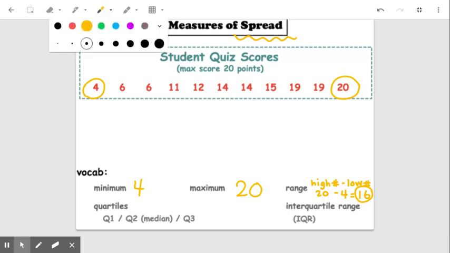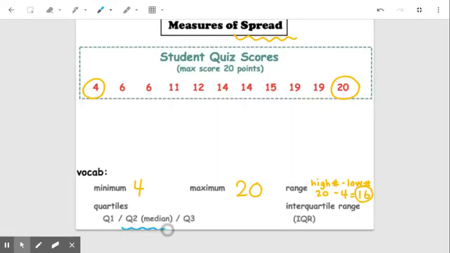Okay, so that's pretty straightforward. The next thing we're going to talk about is the quartiles. Quartile sounds like quart or quarter, which means four. So basically what we're doing is splitting this data up into four equal sections. I'm going to start by finding the median. And the median, remember, is the middle number when they're arranged smallest to largest.